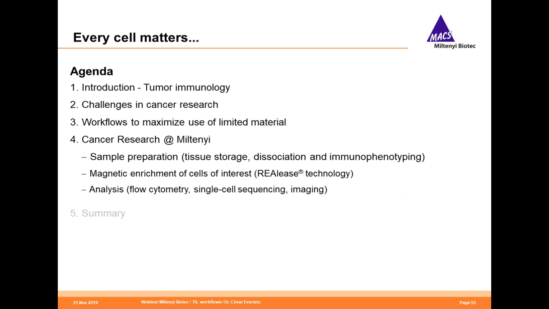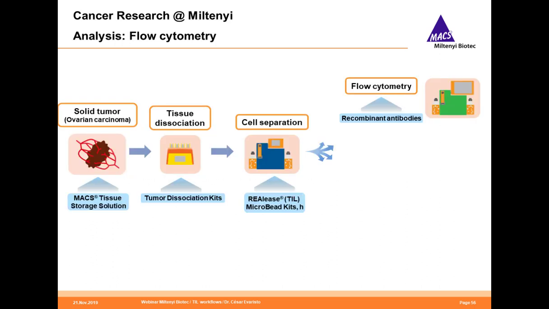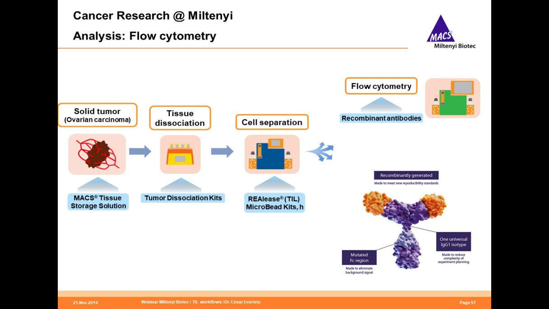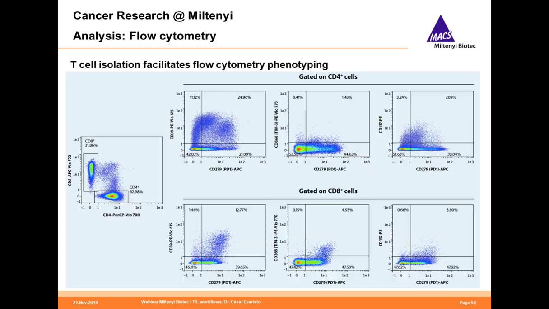After magnetic enrichment of our cells of interest, we are now ready for analysis. This is done using high-affinity antibodies and analyzed on the MACSQuant, a fully automated flow cytometer. High-affinity antibodies are genetically engineered to enhance reproducibility and eliminate bias. All antibodies have one universal IgG1 isotype, which reduces the complexity of the experimental planning, and a mutated Fc region that eliminates Fc receptor binding mediated background.